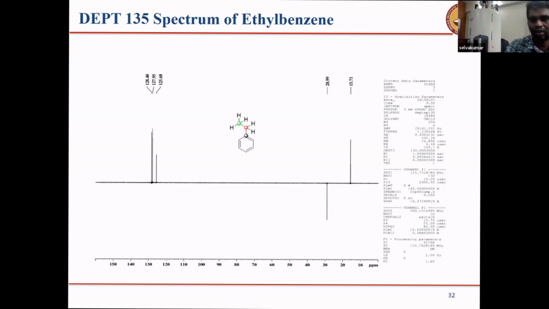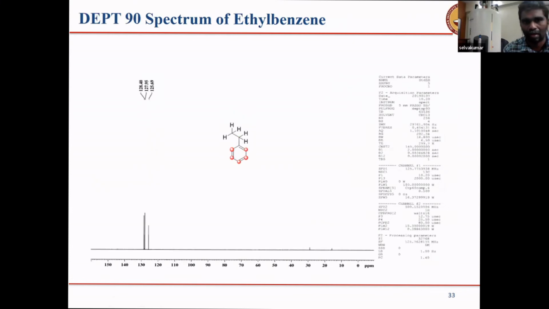And this is the DEPT 135 spectrum. This is the DEPT 90. Here we can see only CH carbons. We cannot see any CH2 and CH3 carbons. This is the DEPT 90 spectrum of ethylbenzene. Here we can see all the proton-attached carbons, CH carbons. Here the CH3 carbon has disappeared, the CH2 carbon has disappeared, and the quaternary carbon also disappeared. This is the DEPT 90 experiment.